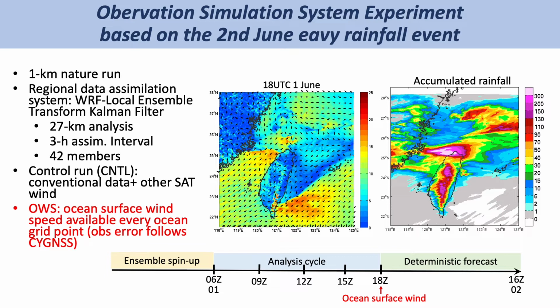And for the data assimilation experiment, the model is initialized with inaccurate conditions. So we are trying to recover the accuracy of the near-surface wind by assimilating the ocean wind speed data. We are using the regional data assimilation system, the WRF, the local ensemble transform Kalman filter. And we have the 27-kilometer analysis, and the assimilation is done every 3 hours, and we are using 42 members. And we have mainly two experiments. The first one is the control run, which assimilates the conventional weather data and other satellite wind. And OWS is the one that additionally assimilates ocean surface wind speed data, which is available everywhere over the ocean grid. And the observation error setup follows thickness.